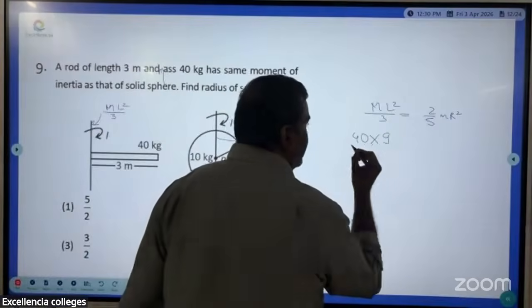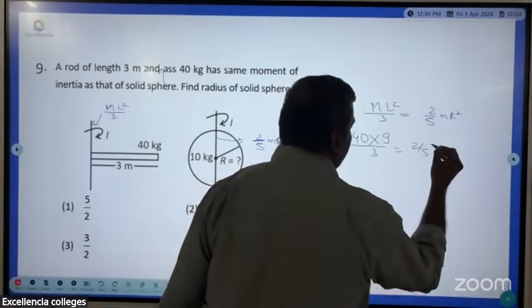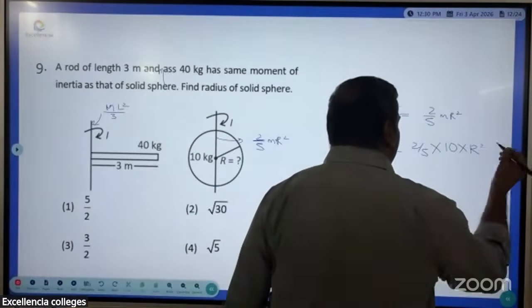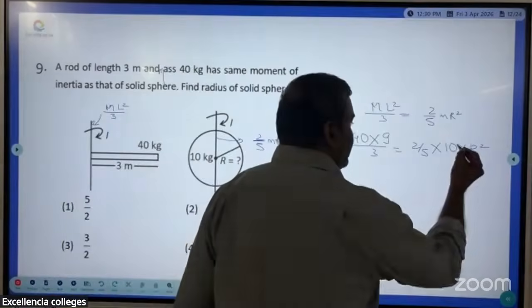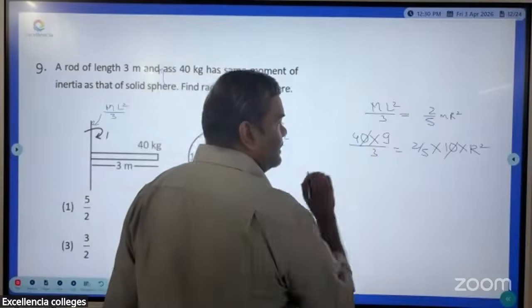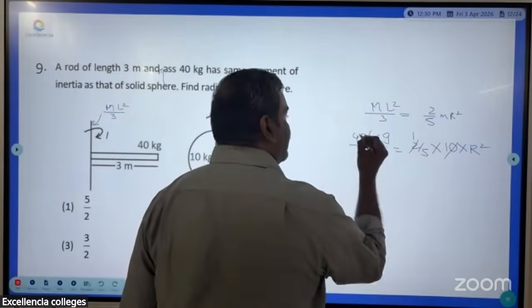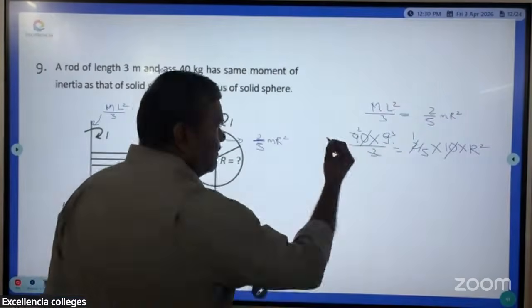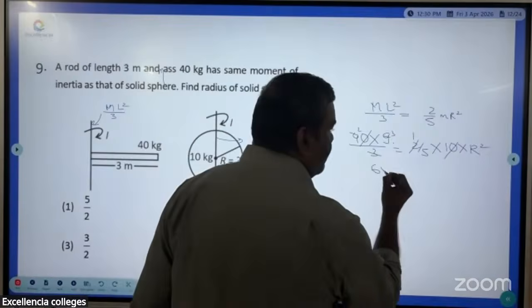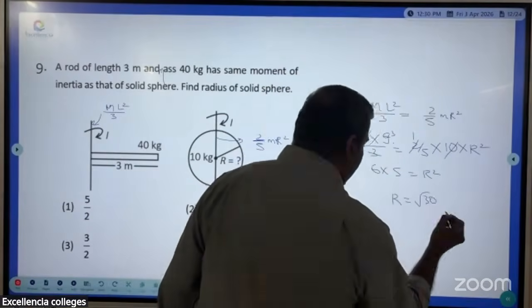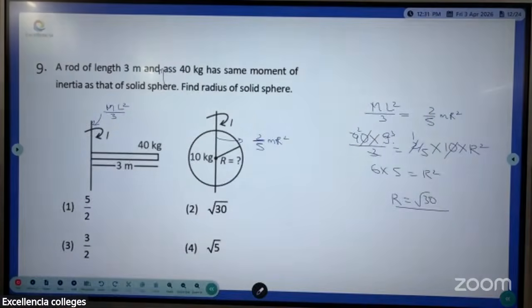So 3 square will become 9 by 3 and that's going to become 2 by 5 into mass of the sphere 10 multiplied with the radius of the sphere square. ये कर देंगे. So if I write here 0 and 0 is gone and I will be left off with 9 for the 36. It's a 2 भी cancel कर देते हैं. I'll get 9 to the 18. Please say cancel get this. So we'll get 6 into 5. 6 into 5 is equals to r square. So r will become root 30. They can have an option. Root 30. That's the root 30 is the answer.